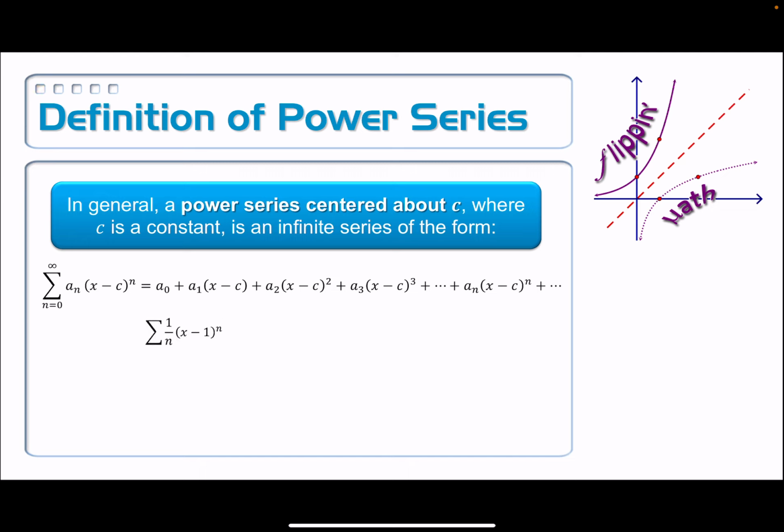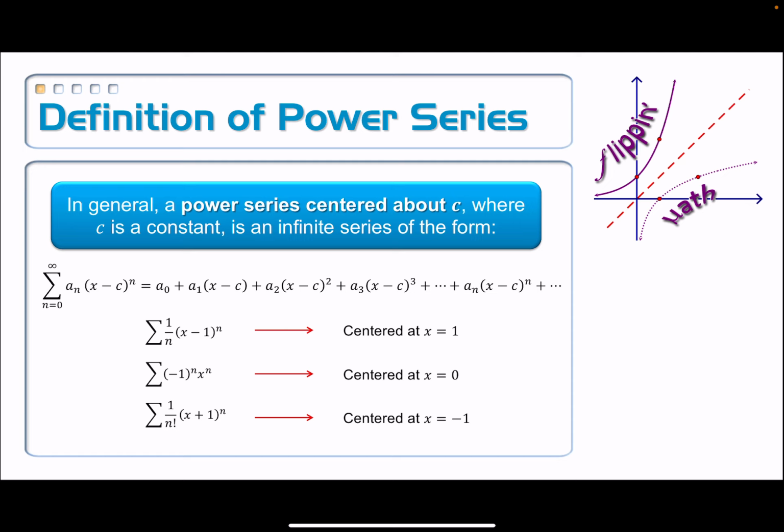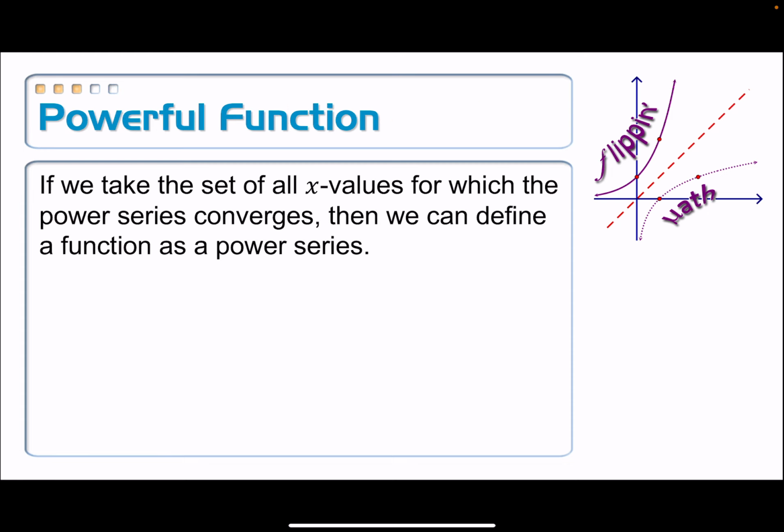So let me give you some examples. This one here would be centered at 1. And this one is another one that's centered at 0. And then this one is centered at -1. But again, the whole entire point is to try to determine what are the values of x that make this a convergent series. And that is the thing that we're going to call the interval of convergence.